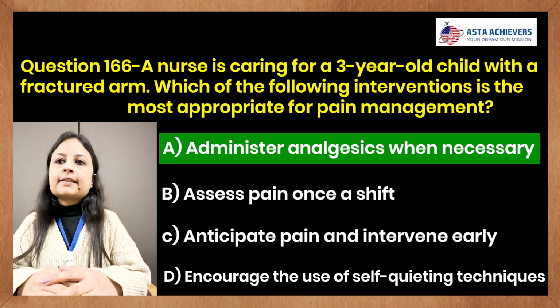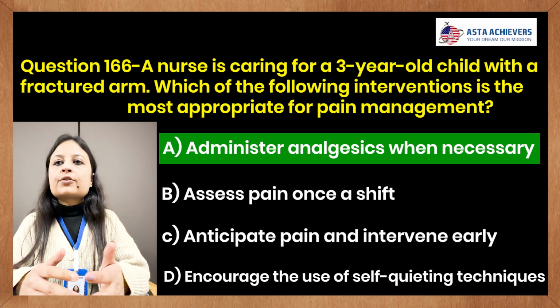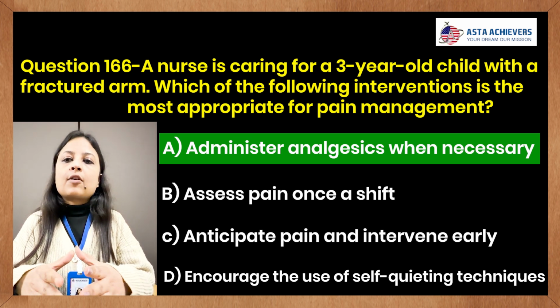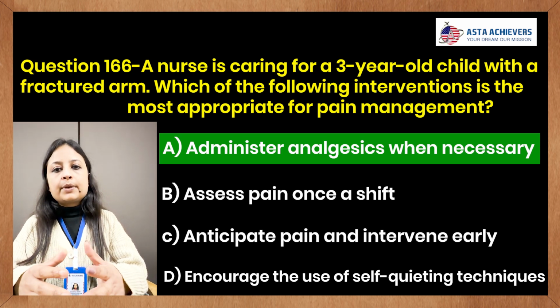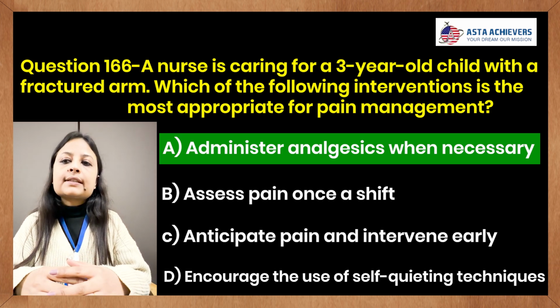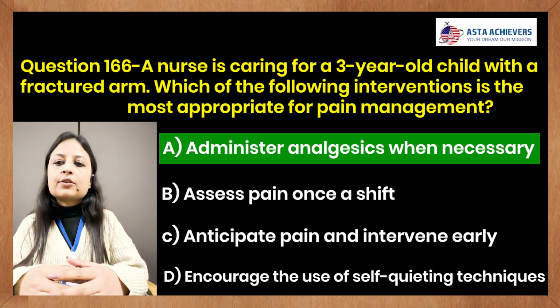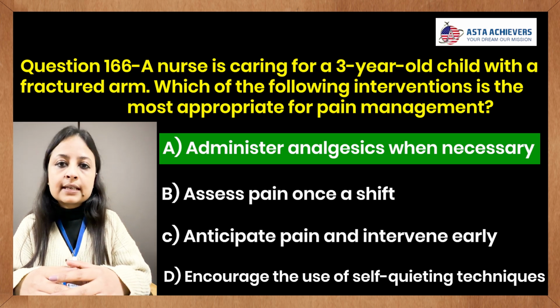Question number 166. A nurse is caring for a 3-year-old child with a fractured arm. Which of the following interventions is the most appropriate for pain management? Option A, administer analgesics when necessary. Option B, assess the pain once a shift. Option C, anticipate the pain and intervene early. And option D, encourage the use of self-quieting techniques. So option A, administer the analgesics when necessary, is the correct answer.